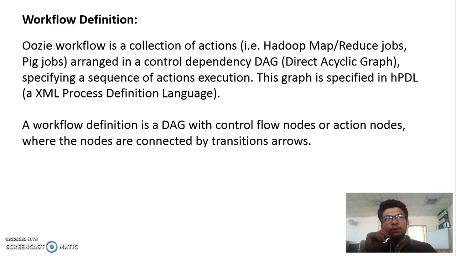So basically, a workflow is nothing but a flow of jobs and a collection of actions, and the sequence of the actions execution. So a workflow defines the actions that are to be performed and the sequence in which they are to be performed. A workflow definition is a DAG with control flow nodes and action nodes, where the nodes are connected by transition arrows. Now what these control flow nodes and action nodes are, we will see in the further slides.